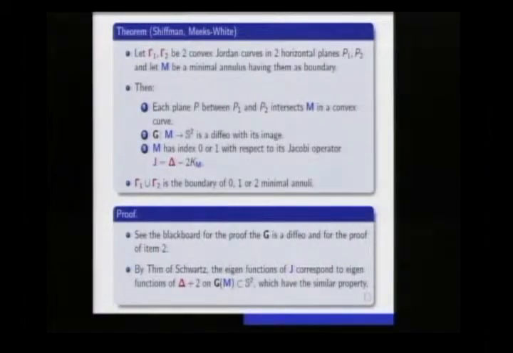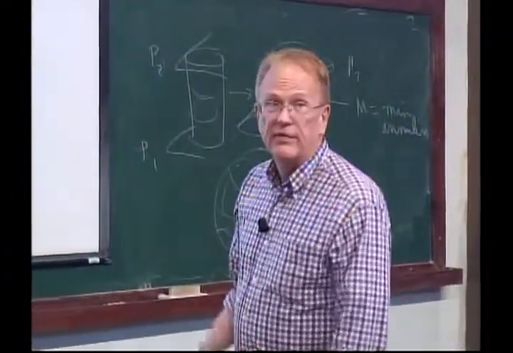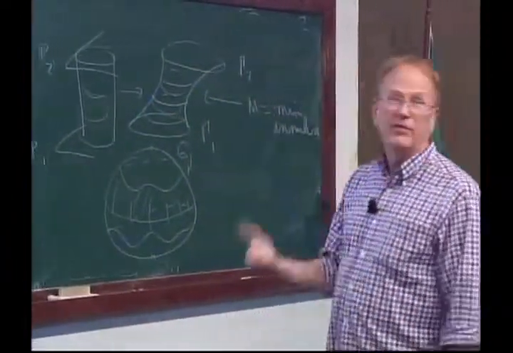We did not show why gamma 1, gamma 2 were the boundary of 0, 1, or 2 minimal annuli. So I'm actually going to show a little bit more. Not only are there 0, 1, or 2 minimal annuli, I really want to focus on when you have 2, which is somehow generic: why does one have index 1 and why does one have index 0? One is stable, actually strictly stable, and one is index 1. So that's the main thing I just want to point out.